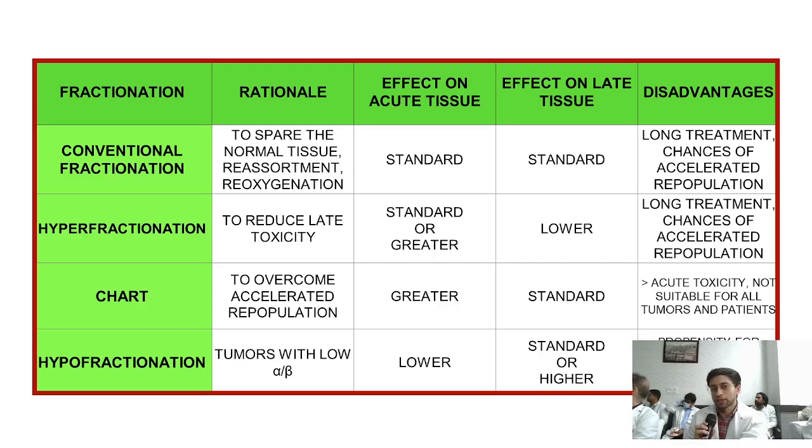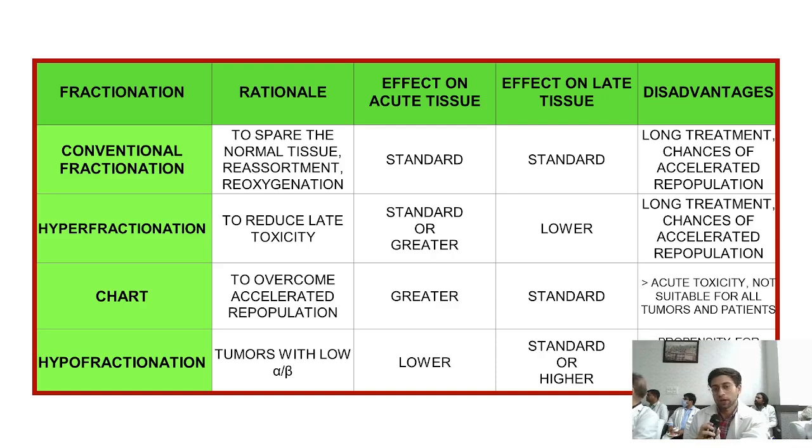In conventional fractionation, the rationale is that we are actually achieving the balance and it's the most convenient. There are well-documented late and acute toxicities, and the disadvantage here is that long treatment can lead to accelerated repopulation. And similar goes for the hyperfractionation too. If I talk about CHART, we're doing this to overcome accelerated repopulation, but again, there's a chance of acute toxicity. And it's not suitable for all tumors of the patient, obviously, because of the toxicity.